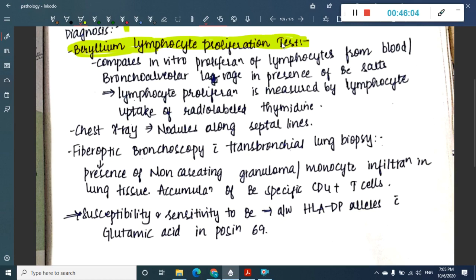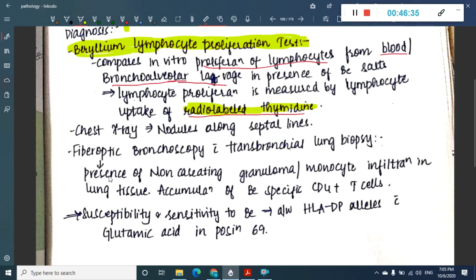And you can also do chest x-ray. When you do chest x-ray, you see nodules. You see the proliferation of lymphocytes from blood and also from the bronchoalveolar lavage, by radioactive thymidine. So this is something which you have to remember. Then you can do chest x-ray, and you will see nodules which are seen along the septal lines.